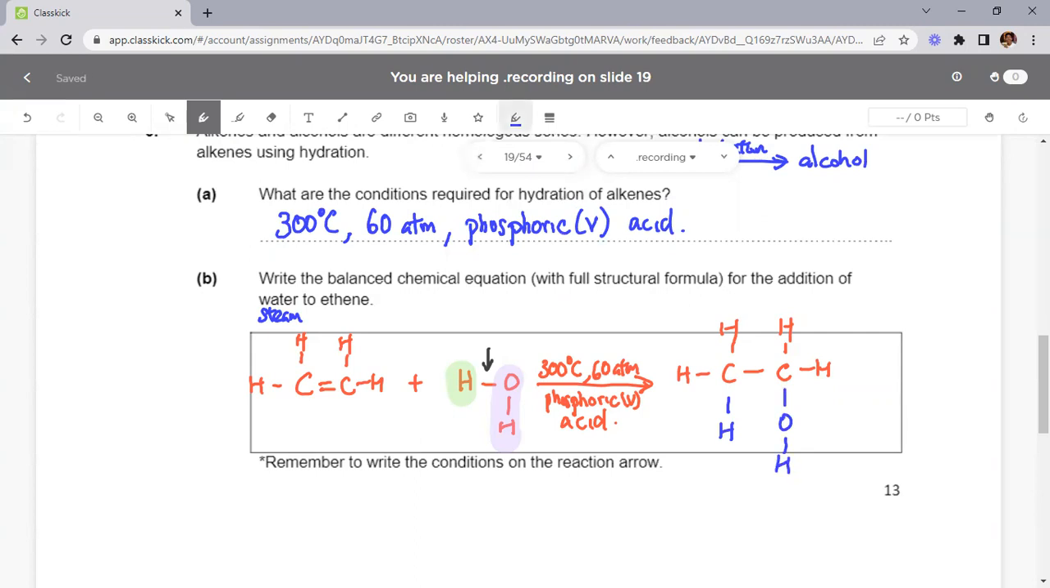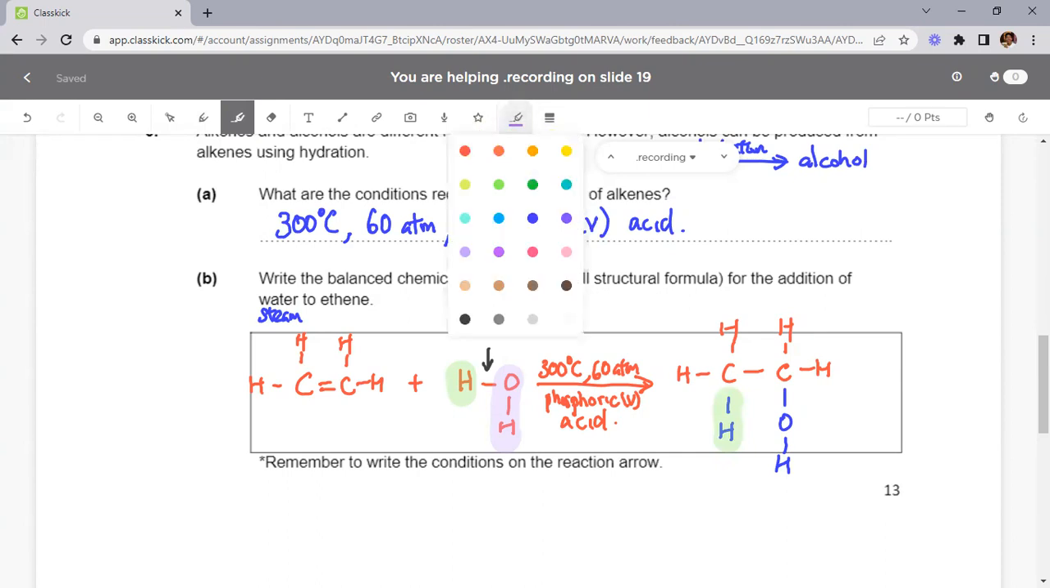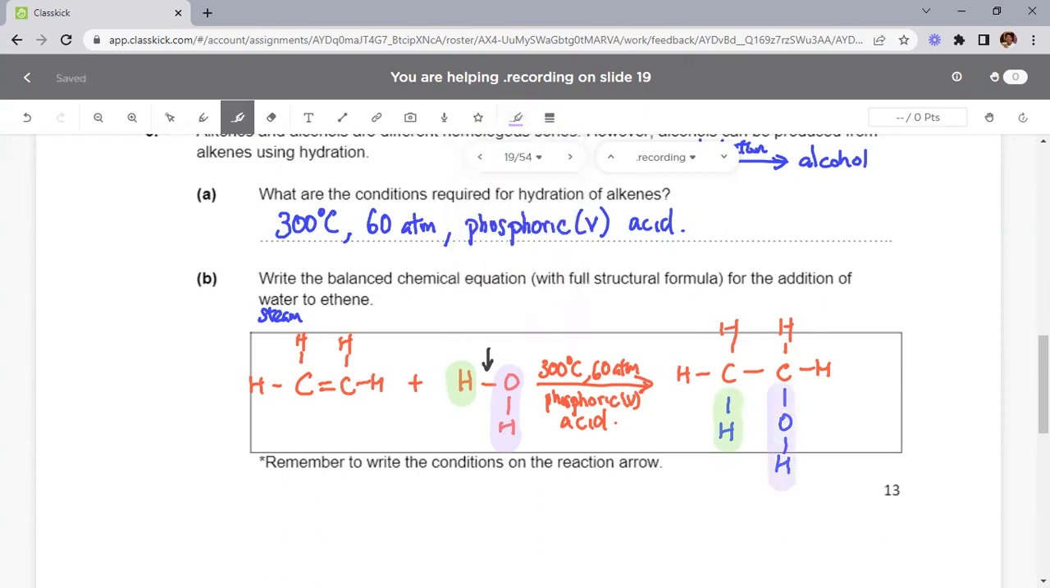So you can see here, where's the highlight? Green, purple. Okay, can you see the two groups that are being added to the different carbon? One is an H, the other one is an OH, being added to the carbon.